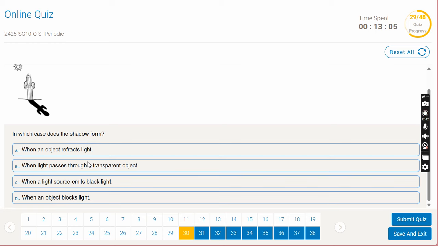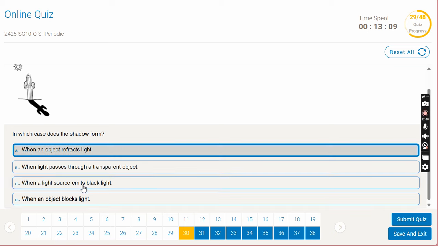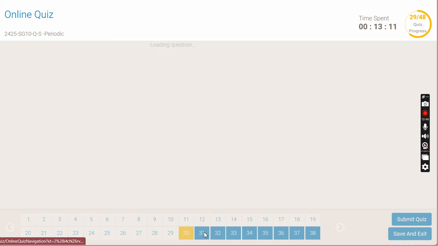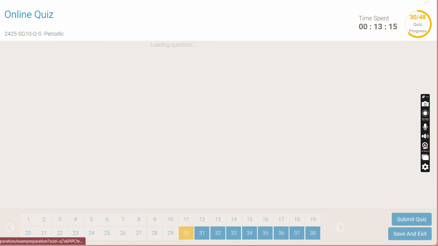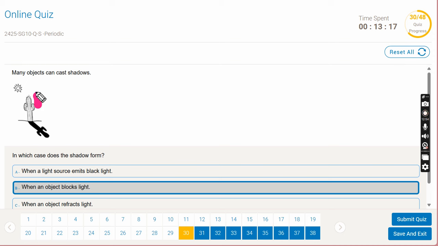Many objects can cast shadows. How do they cast shadow? When objects block light. Right, so when you block light, it's not going to allow any light to pass through at this portion. So it forms a shadow, right? And only in this area, it's going to form a shadow. The rest of them, the light is passing through. It's only this object that is blocking the light.